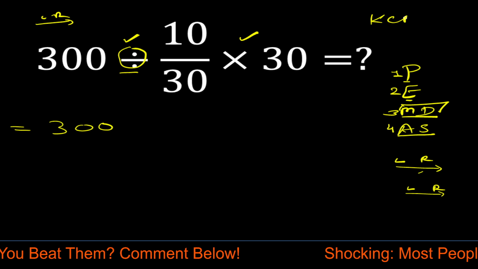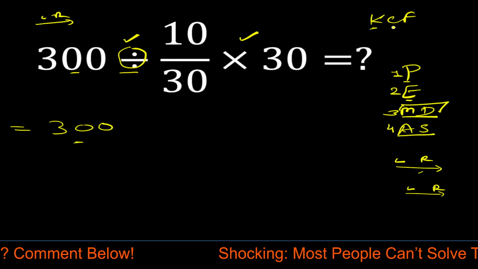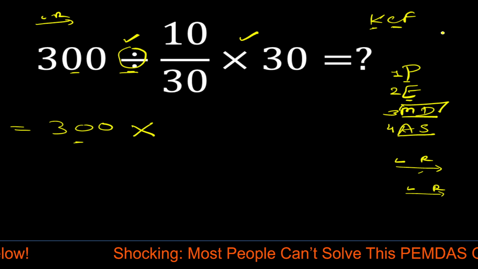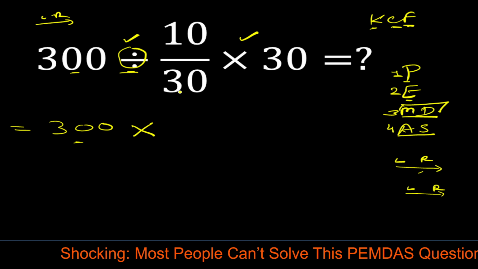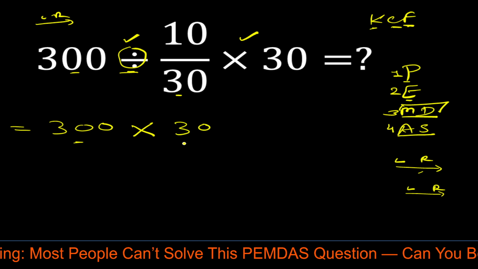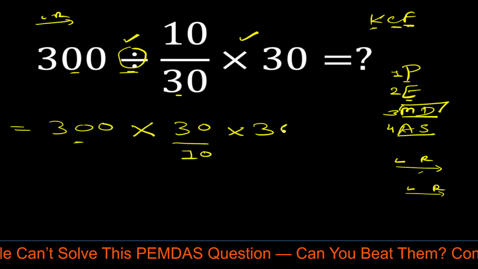Now according to the KCF rule, K means keep this 300 as it is, the same. Then C means change this sign from division to multiplication. And F means flip this second fraction. 10 upon 30 becomes 30 upon 10, times 30, right?